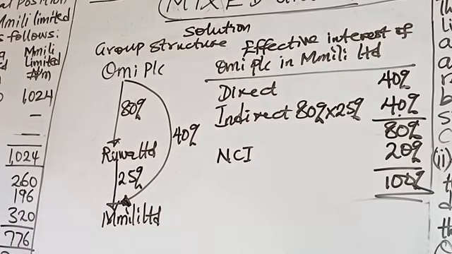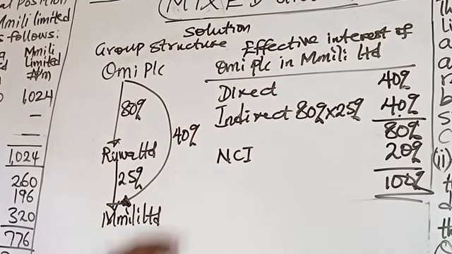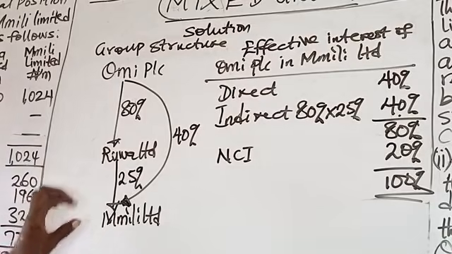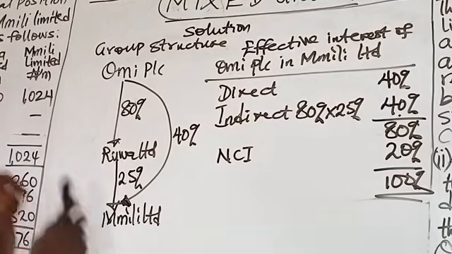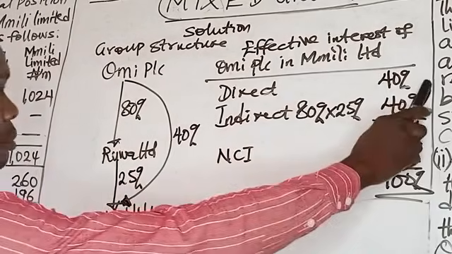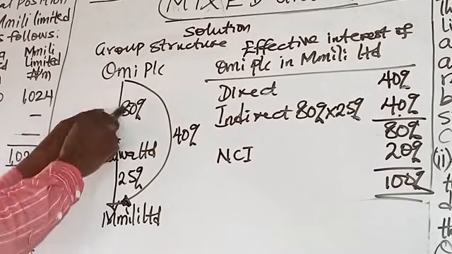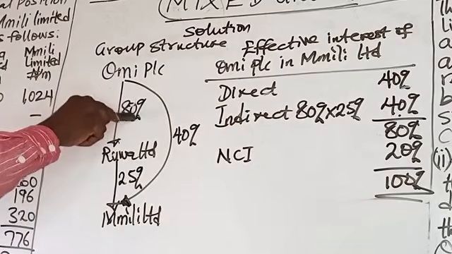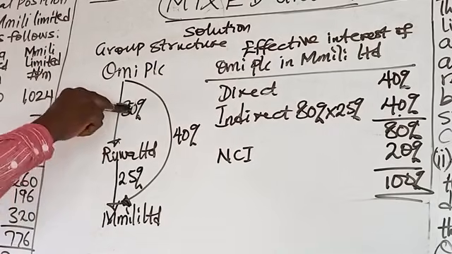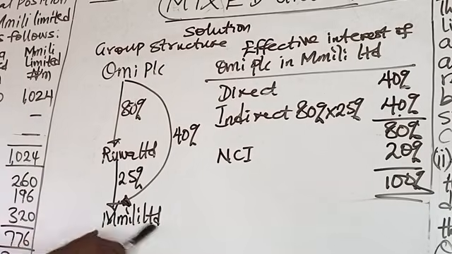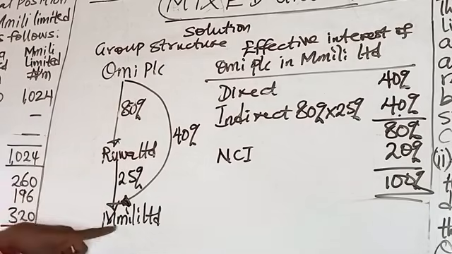Then I've told you that for goodwill calculation purpose, you have to determine the consideration paid to acquire Mili. And that consideration will be divided into two: the direct and indirect. To calculate the indirect, it is the percentage of Omi in Ruwa you are going to use, which is this 80%, not 25%. You calculate 80% of the cost of Ruwa in Mili. That is what you need.